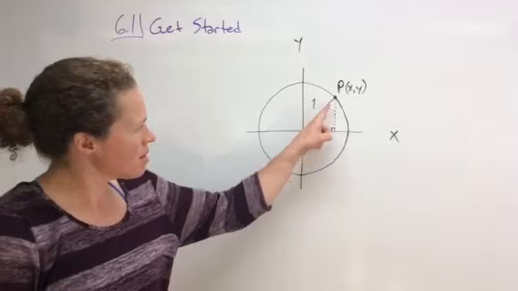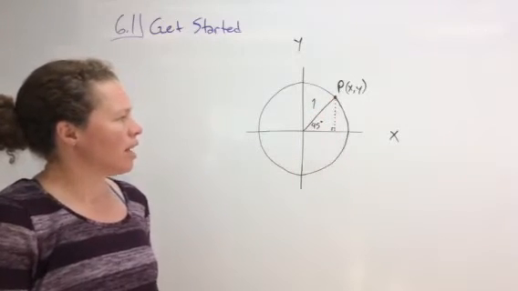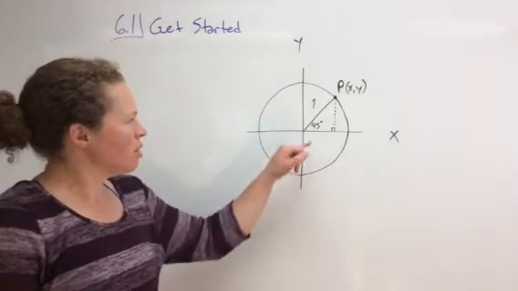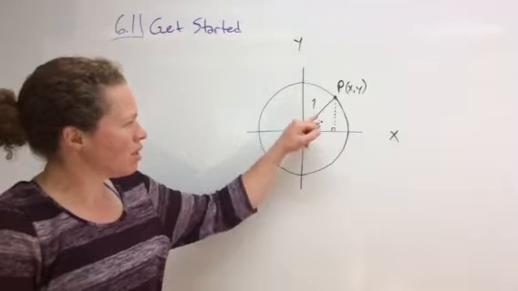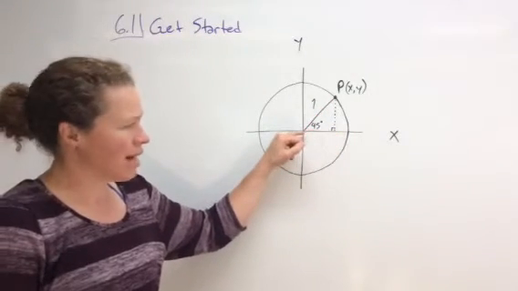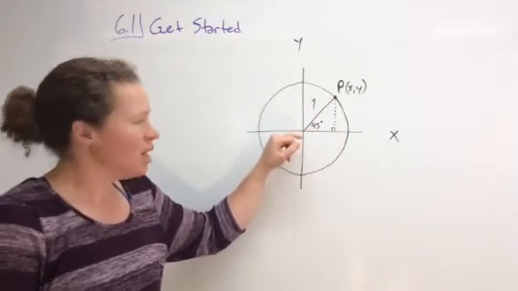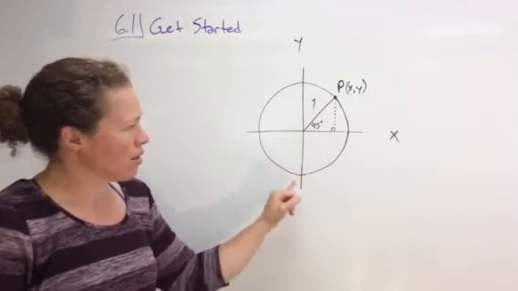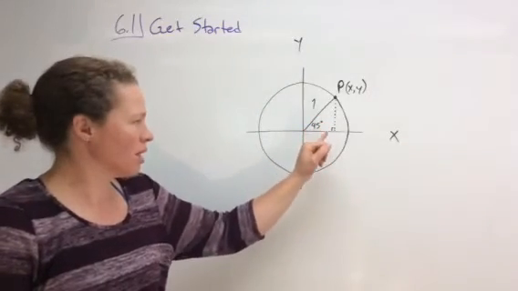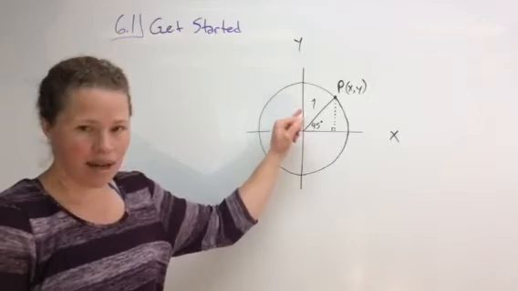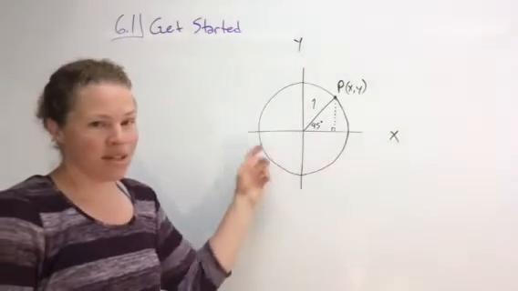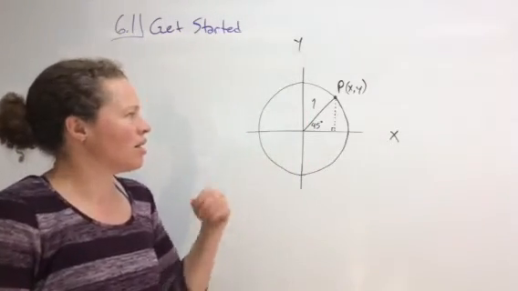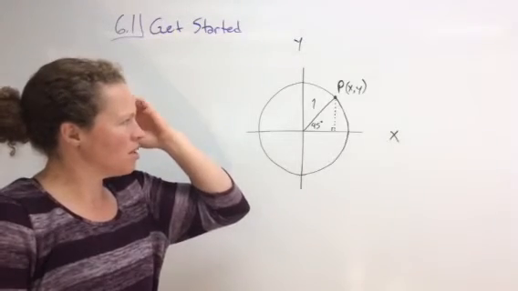Terminal arm, that's this guy. The angle in standard position, that's going to be the angle between the terminal arm and the x-axis, never the y. If it's going counterclockwise, it's positive. If it's going clockwise, it's negative. There's 360 degrees in a circle, that kind of stuff. So we'll just kind of review as we go here.